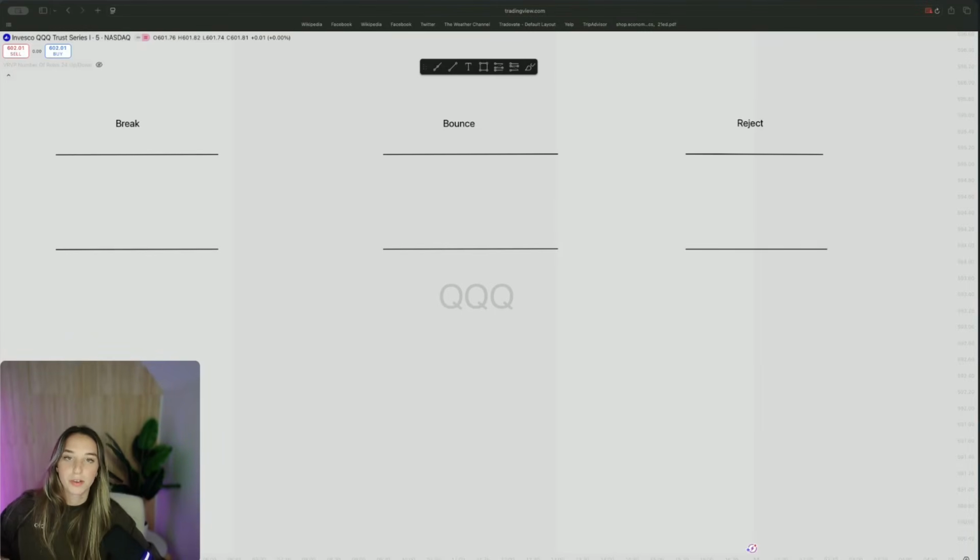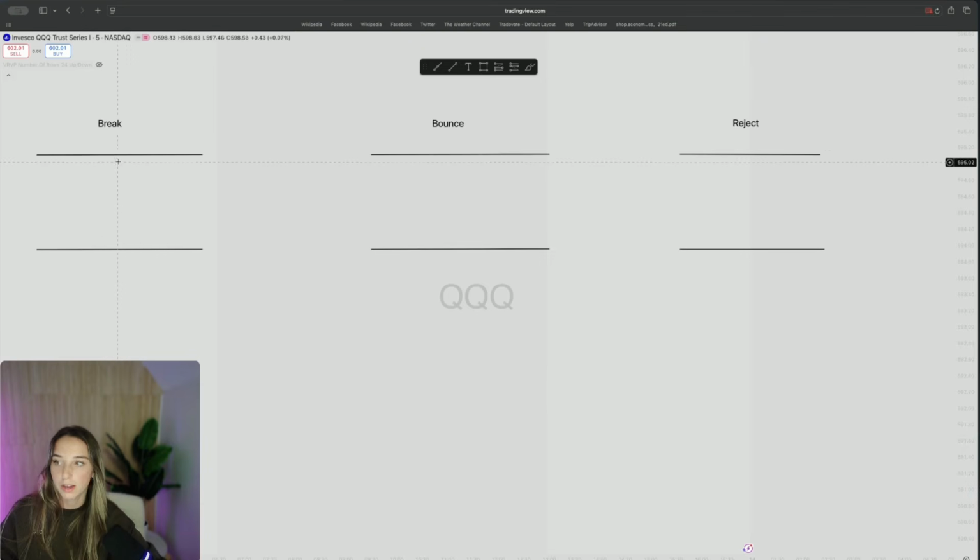So my entry model consists of three different types of entries. There's a break, a bounce, and a reject. Now you may be seeing these lines up here, and what they represent is this upper line is going to be our resistance level, and this lower line is going to be our support. So we have the break, the bounce, and the reject. Those are my three different types of entries. Those are the three ways the market reacts to price.